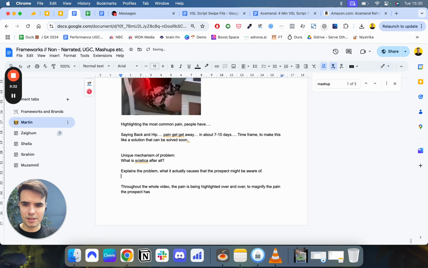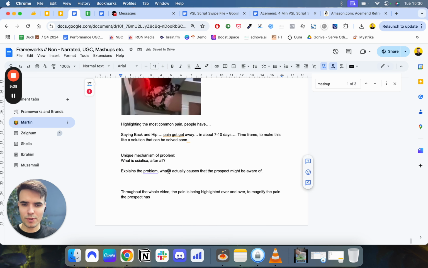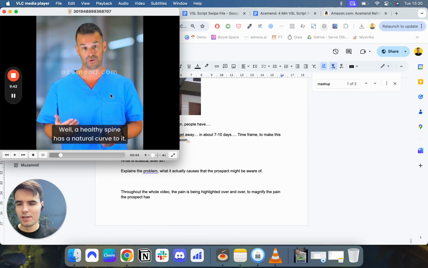Okay, so what is happening in here? He's saying, what is sciatica after all? Explains the problem that the prospect might have and that he might be aware of. That means he says he might have leg pain, back pain, lower back pain.